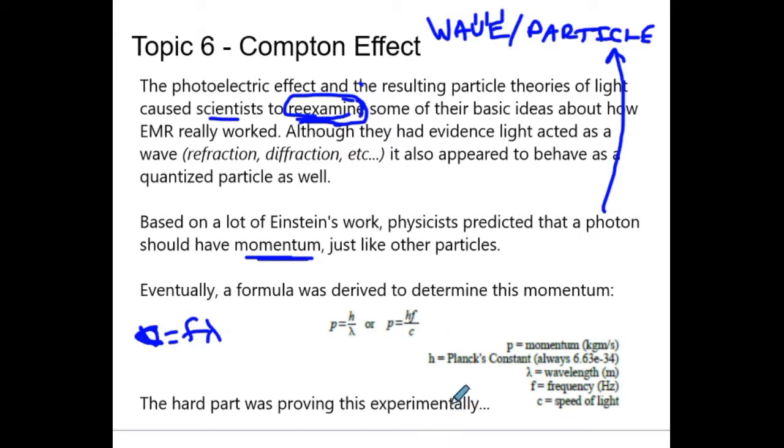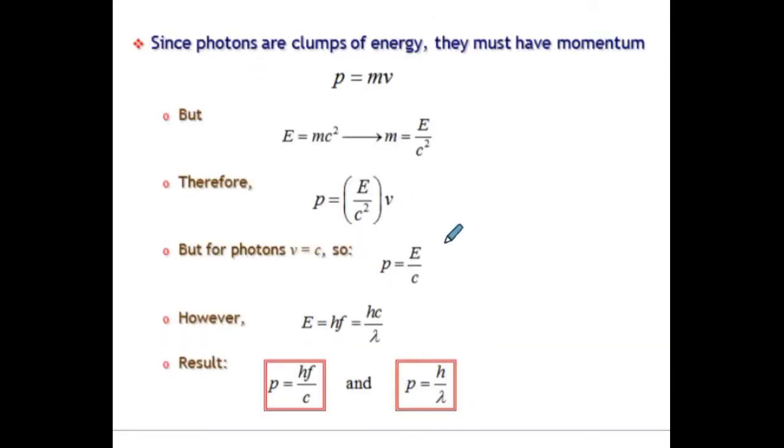They managed to derive an equation, and this is where theoretical and experimental physicists come in. Theoretical physicists on paper make equations, but they had to prove it experimentally, and that's where A.H. Compton came in. We're going to talk about that in a sec. First, I want to show you where the formulas came from.